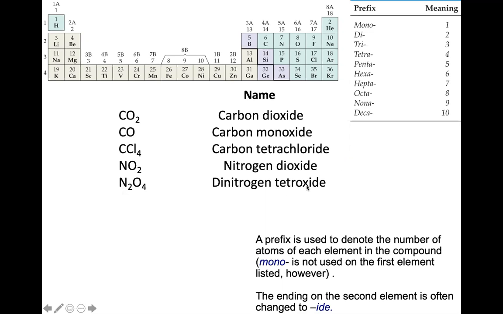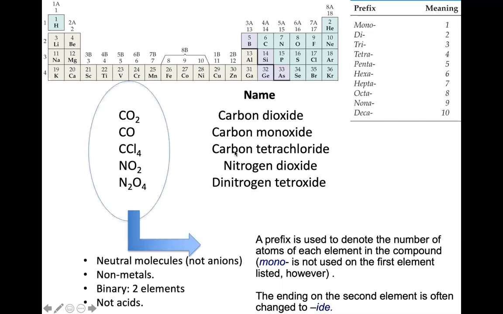Tetraoxide. Sometimes that last part sort of gets squished together. Tetroxide is how that would be called. Now within these, a couple thoughts. I'm now naming some neutral molecules. These are not polyatomic anions I've memorized. These are neutral molecules. All of these are molecules with nonmetals.